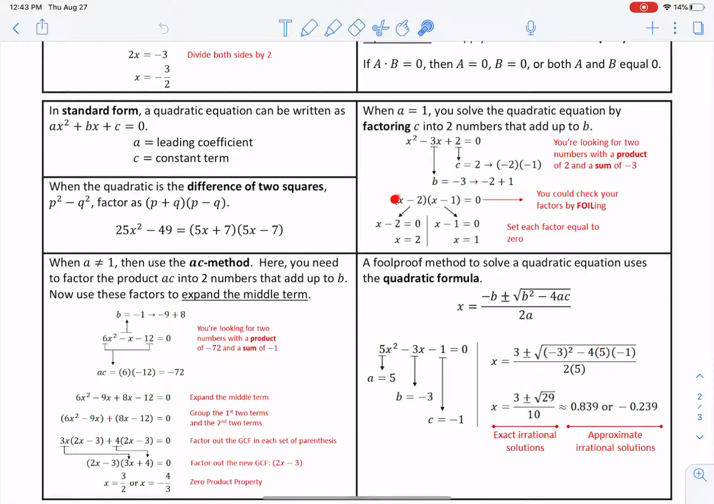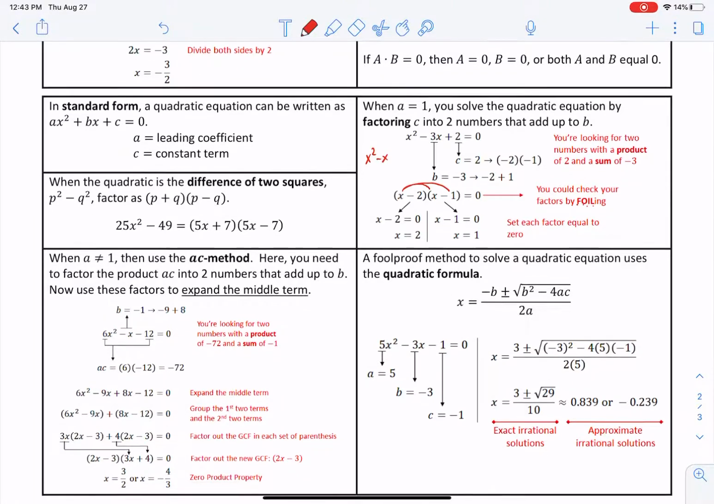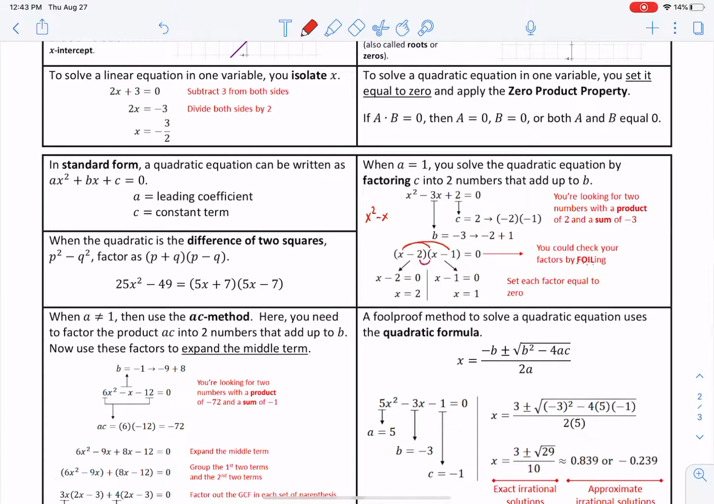If you were to FOIL this thing out, and I'll do that in just a second, I should get this exact quadratic equation. So let's just look at that real quick. Remember, FOIL means first, outside, inside, last. The first terms, when you multiply them, you'd have x times x, which is x squared. Then you have your outside terms. That's x times -1, which is -x.